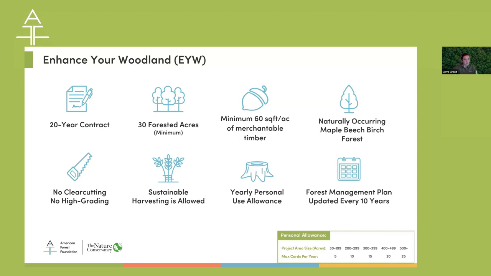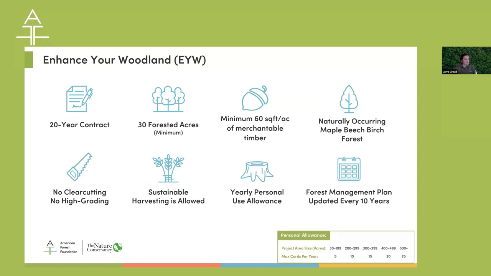In terms of stocking, we need at least 60 square feet of basal area of mostly pole or saw timber sized forest. Basically, that measurement means it needs to be at the stage where it could otherwise be commercially harvested.